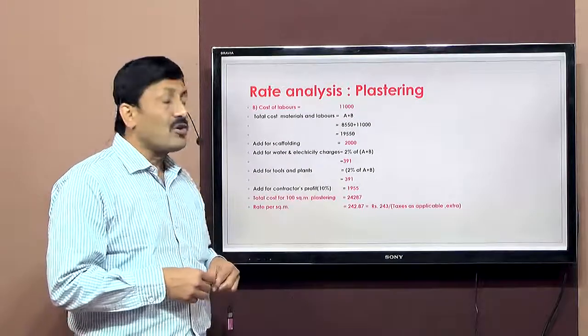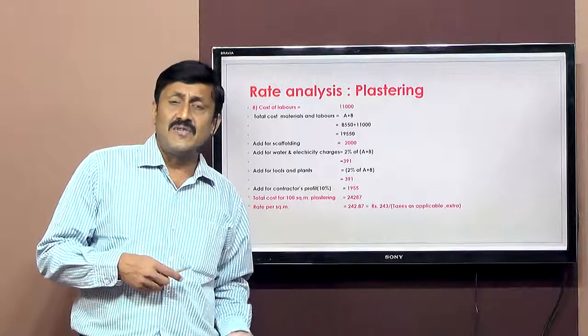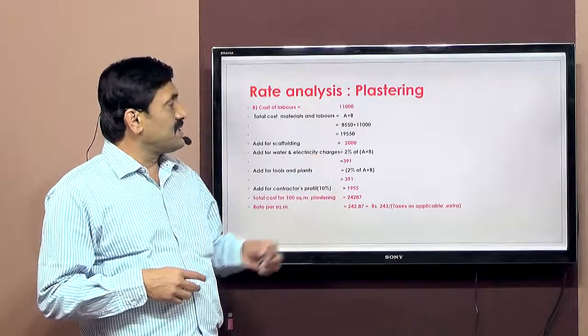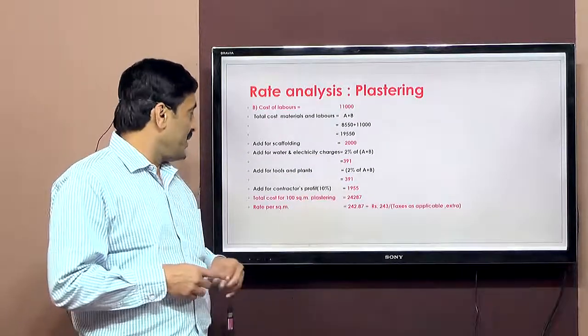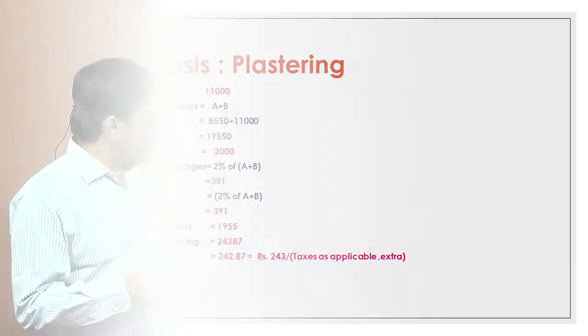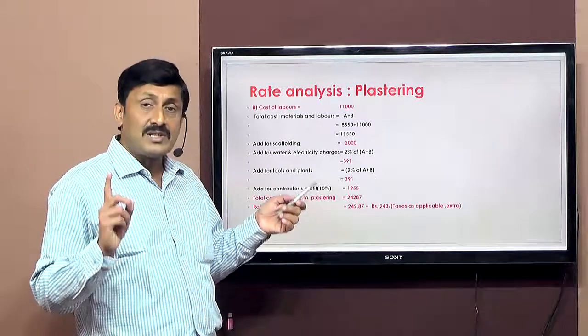Then we have to add contractor's profit also, 10%. In the previous lecture we discussed exactly what is the importance of contractor's profit, isn't it? So 10% of this 19,550 comes to 1955. So the total cost for 100 square meter plastering will be equal to A plus B, plus the cost for scaffolding, plus water and electricity charges, plus these tools and machineries which are required, that is 391, and plus contractor's profit, which is 1955. So the total for 100 square meter plastering of all items comes to 24,287.